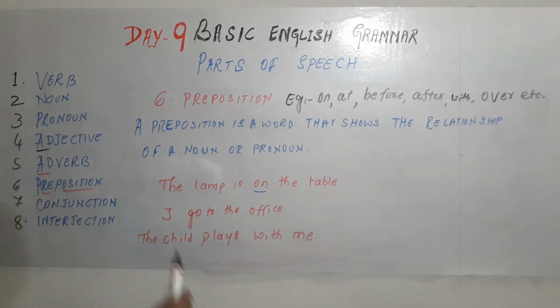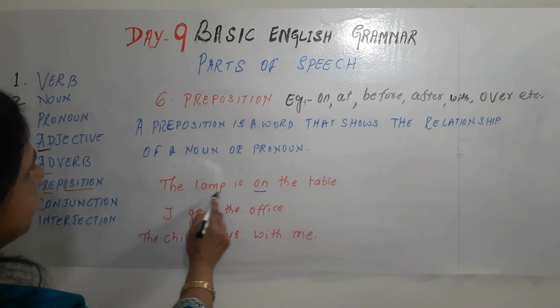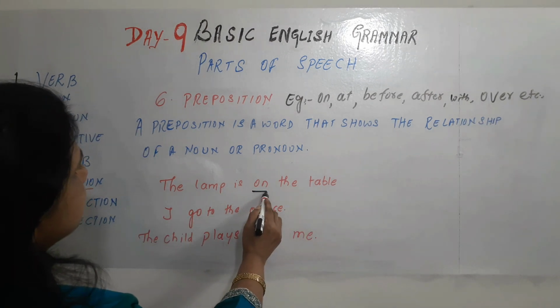Alright. Now let us understand with an example. The lamp is on the table. On the table. Where is it?